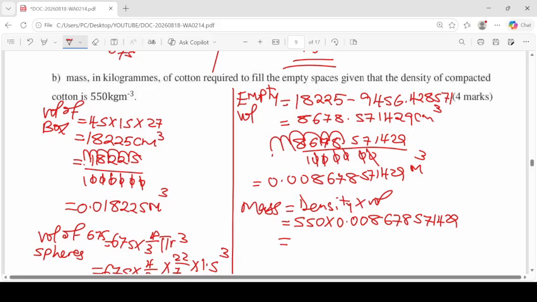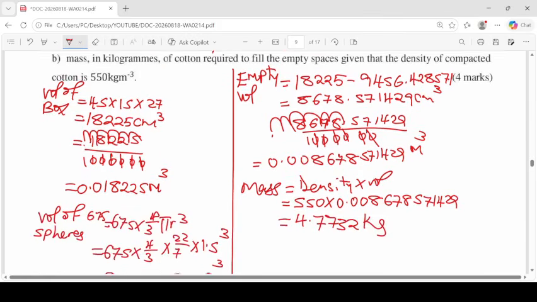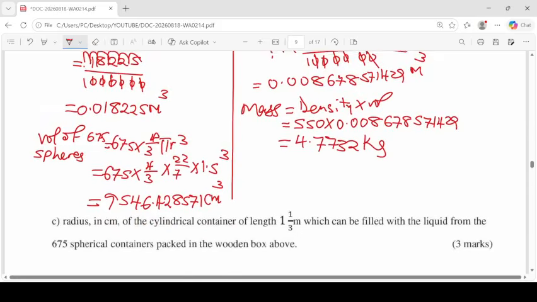So when you execute this, let me compute it. When I multiply this by 550, I'm getting 4.7732 kilograms. Have they restricted us on the number of decimal points? No. So that is the mass.